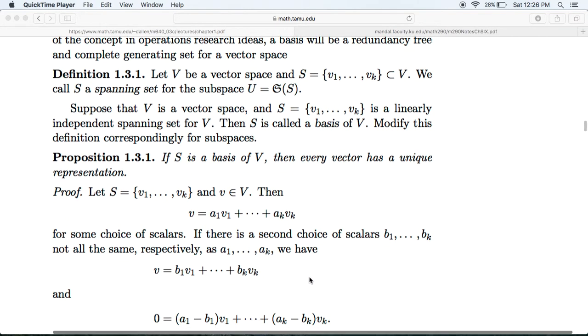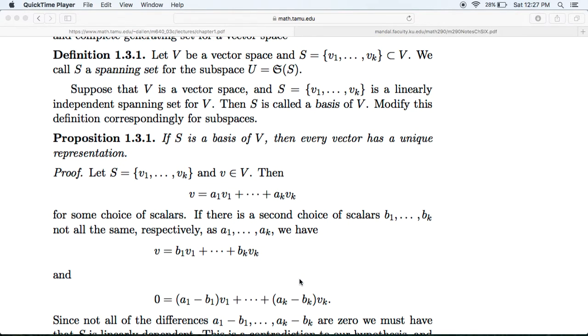Why so? Because if I take any vector v in the vector space V, then since S spans V, I can write v as a linear combination of the vectors in S in this way.